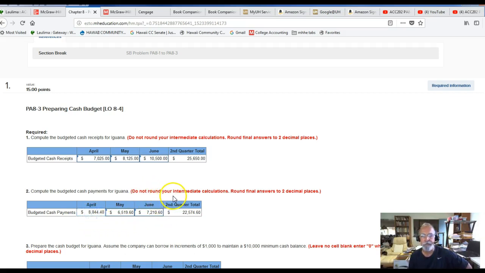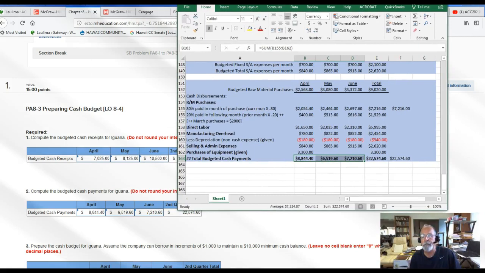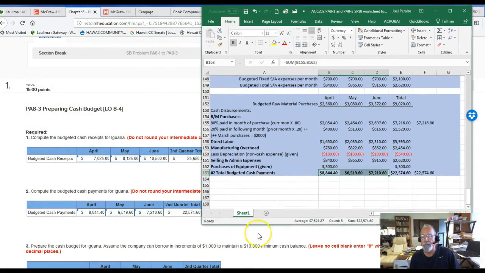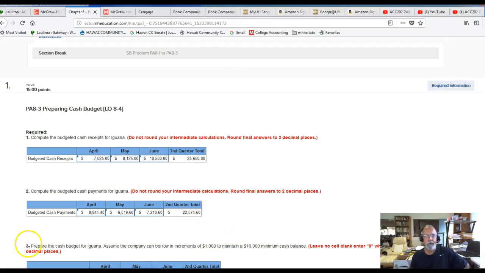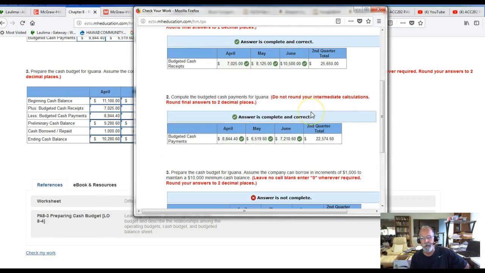And it says, notice, do not round your intermediate calculations, round final answers to 2 decimal places. So we need to show cents if we have it. And so we're showing that here, 8844.40. 651960 and 721060 for a total of 22,574.60. And if we check my work, and I've already done this, so I know that it is correct.